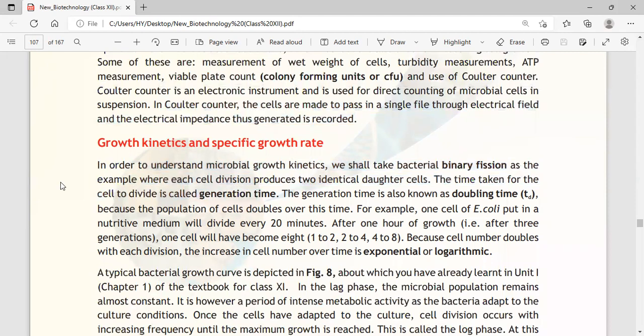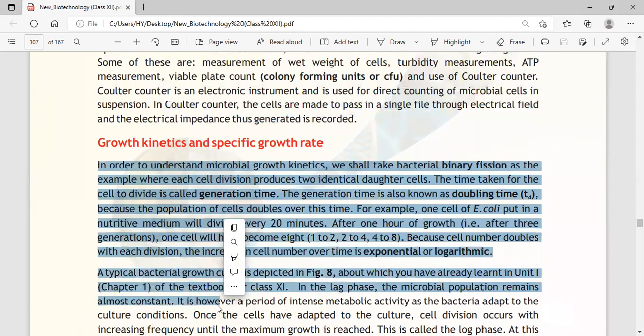Growth kinetics and specific growth rate. In order to understand microbial growth kinetics, we shall take bacterial binary fission as an example, where each cell division produces two identical daughter cells.